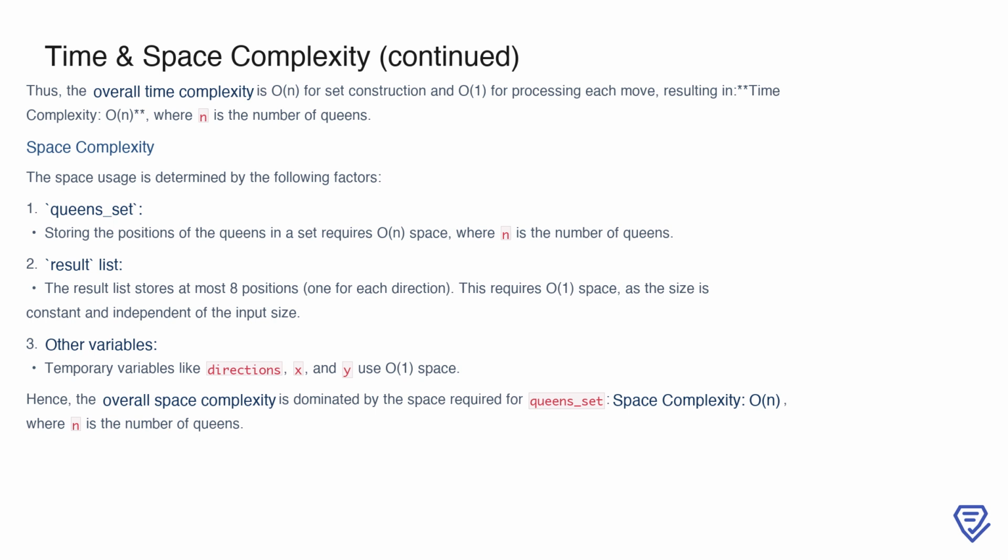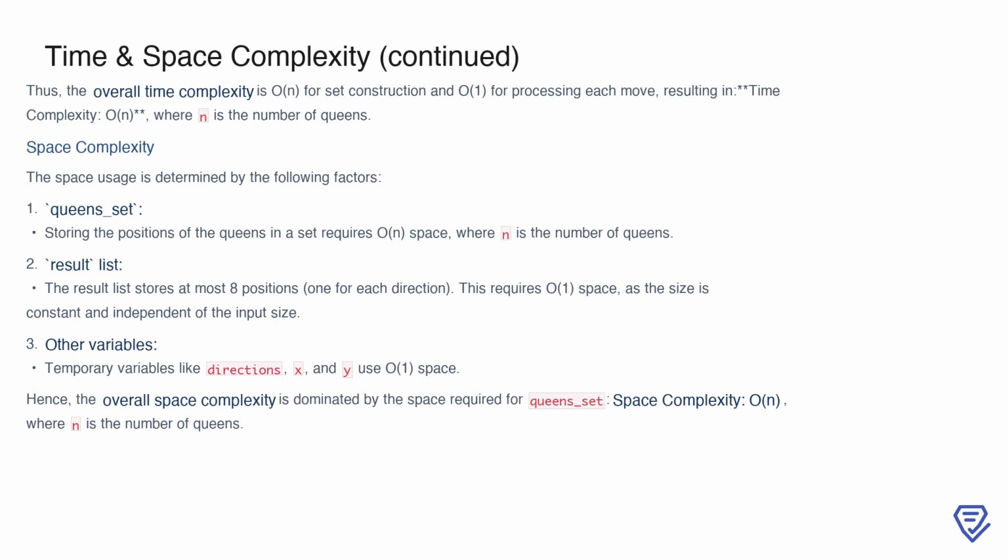When combining all these components, the overall time complexity of the solution becomes O(n). The set construction dominates the runtime, as it takes O(n) time, while the directional traversal and result processing contribute only O(1) due to their constant time operations.